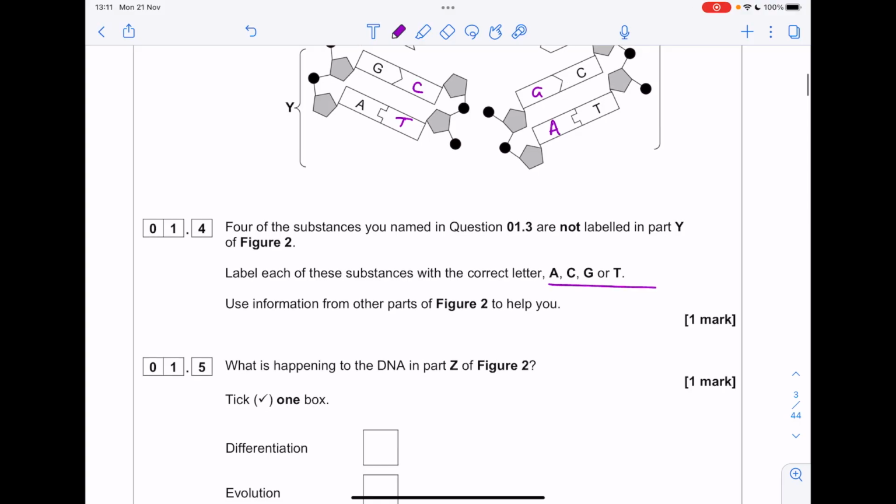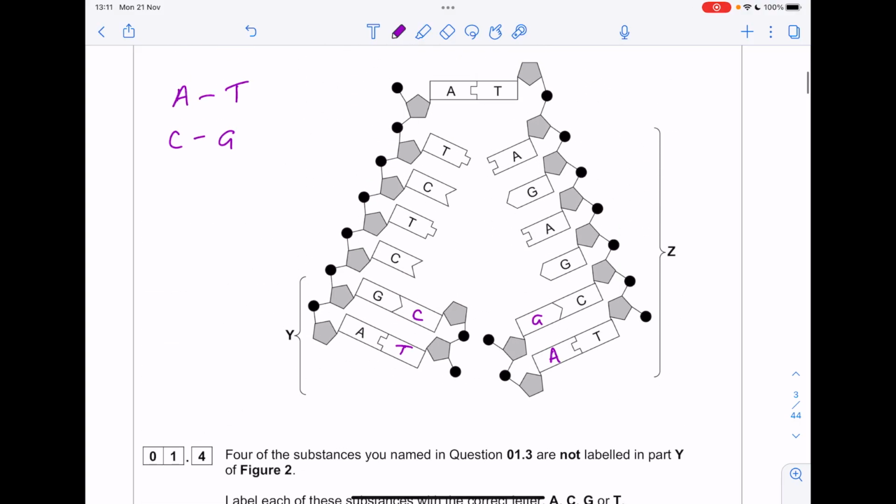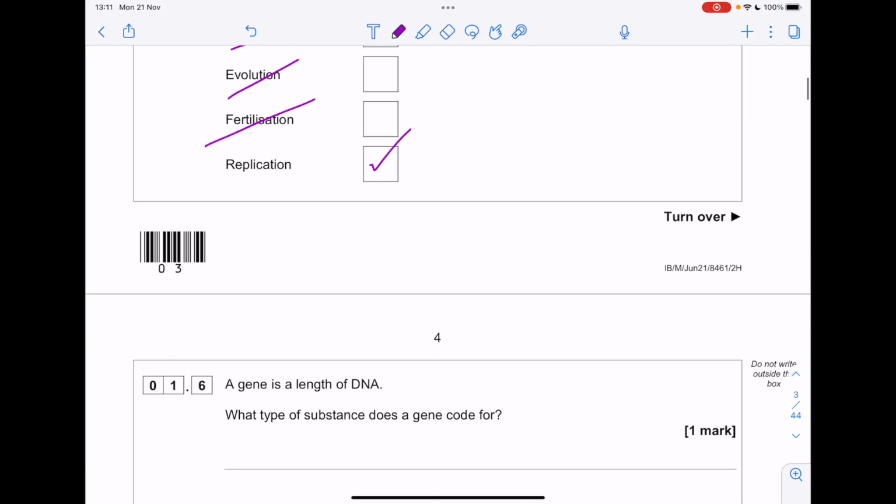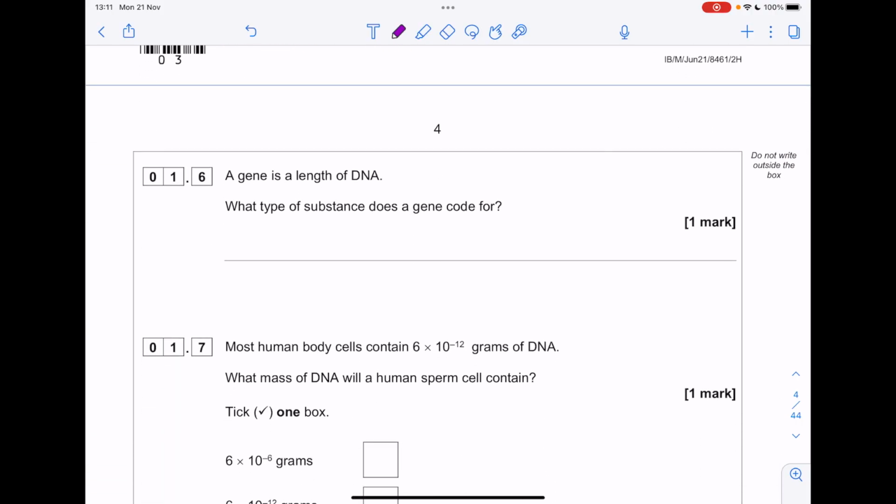What is happening to the DNA in part Z of the figure? Differentiation, no, that's all to do with cells specializing. Evolution, definitely not. Fertilization, when a sperm and egg fuse. Replication is the most sensible answer. A gene is a length of DNA. What type of substance does a gene code for? Remember, your definition of a gene is a section of DNA which codes for a protein.